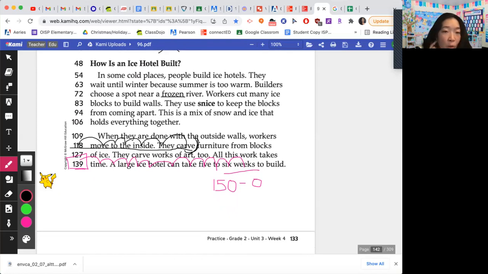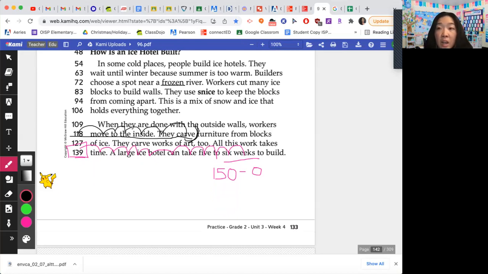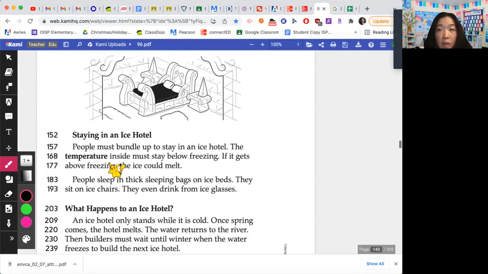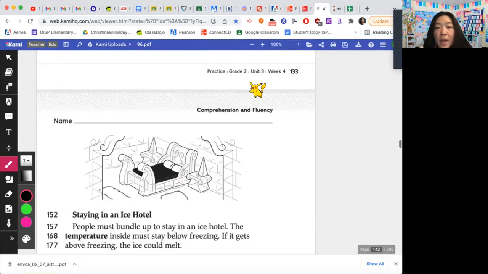This is a mix. When they are done with the outside walls, workers move on to the inside. They carve furniture from blocks of ice. They carve works of art too. All this work takes time. A large ice hotel can take 5 to 6 weeks to build. I'm going to go to the next page now. Oh man, I stopped.